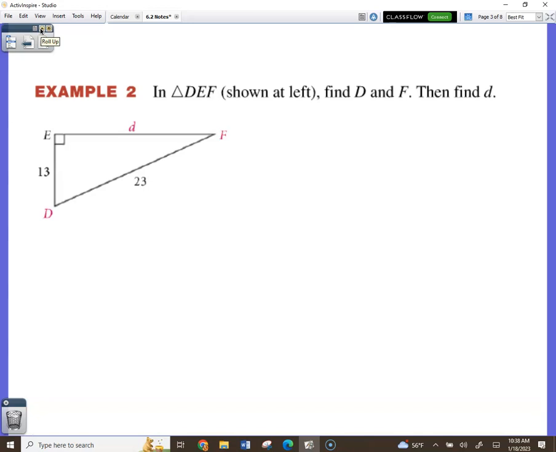Now, directions on this one say find angle D and angle F, then find side D. But I personally would find side D first, just for me, because that's what I know the most about, is the sides. In finding the missing side, what would you use? Pythagorean theorem.